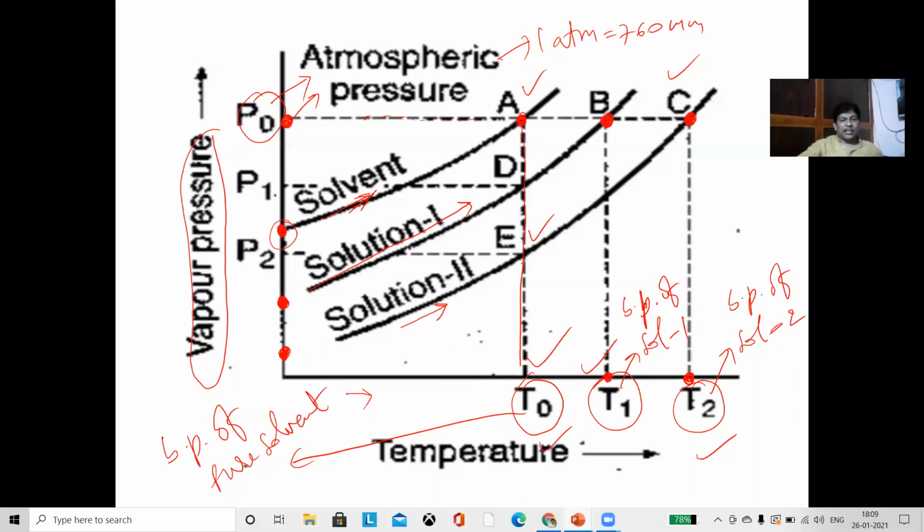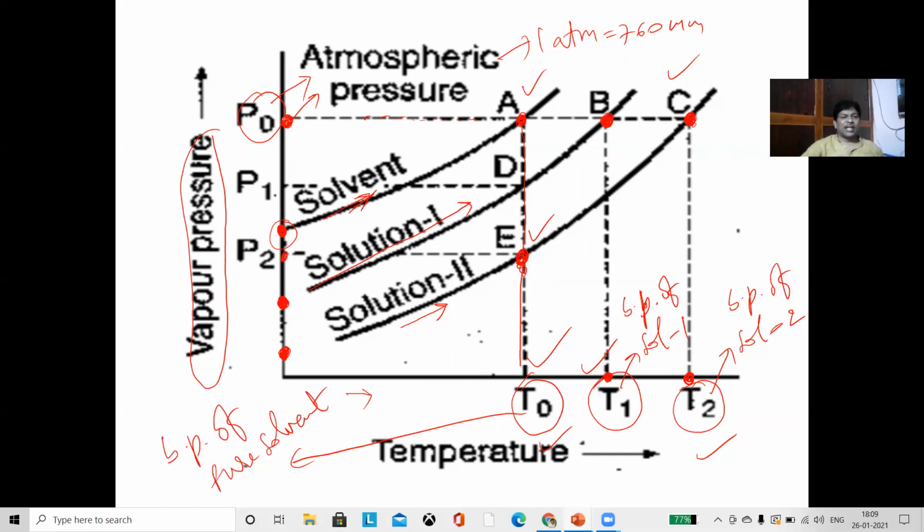See this line touching here. This T naught line is touching here. So you take P2 here. And the T2 line is touching P naught. Then is it P2 minus P naught or P naught minus P2?